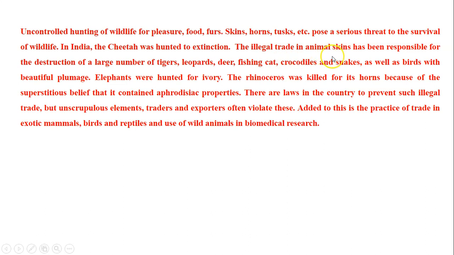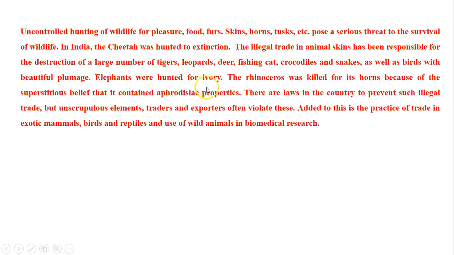The illegal trade in animal skins has been responsible for the destruction of a large number of tigers, leopards, deer, fishing cats, crocodiles, and snakes, as well as birds with beautiful plumage. The great Indian bustard is also poached. In Marathi, we call it Mardok Pakshi. It is poached for its skin and for its feathers for ornamental purposes.